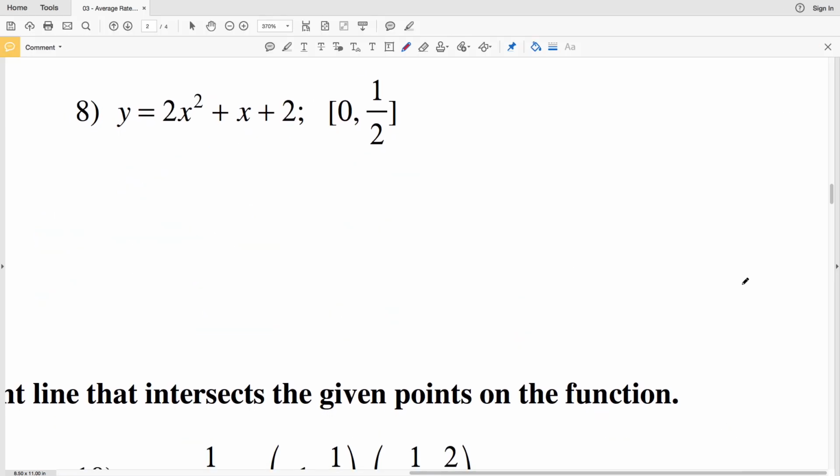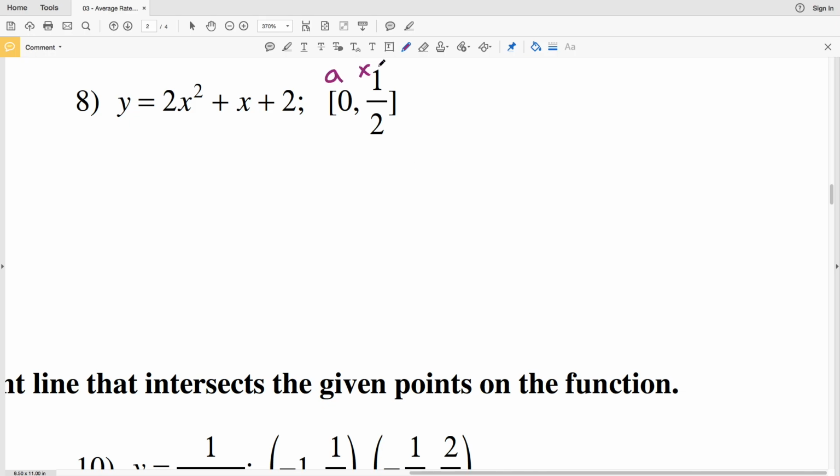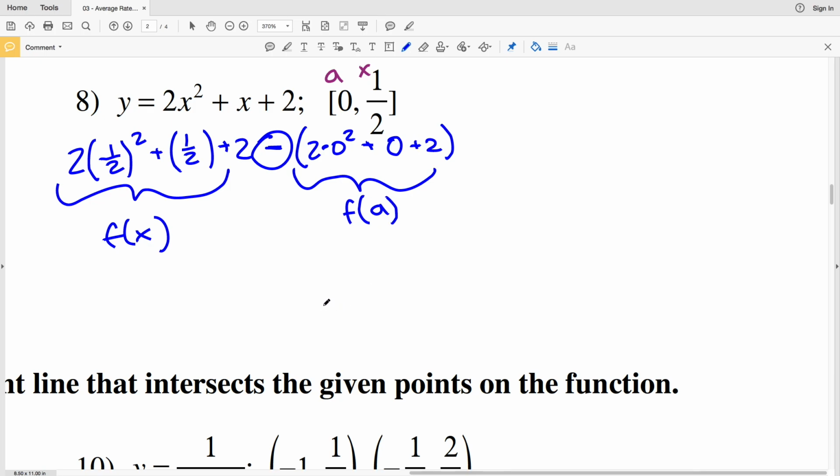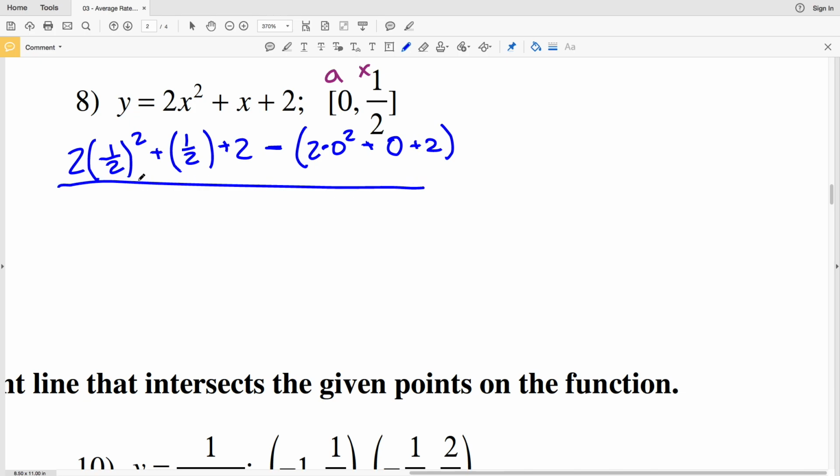And lastly in this section, number 8. A is 0 and x is 1/2. So f of x is going to be 2 times 1/2 squared plus 1/2 plus 2. And I'm going to be subtracting f of a, which is 2 times 0 squared plus 0 plus 2. So here we have f of x, and here we have f of a. And I'm subtracting those. So f of x minus f of a, that's the change in y, all over the change in x, which is 1/2 minus 0.